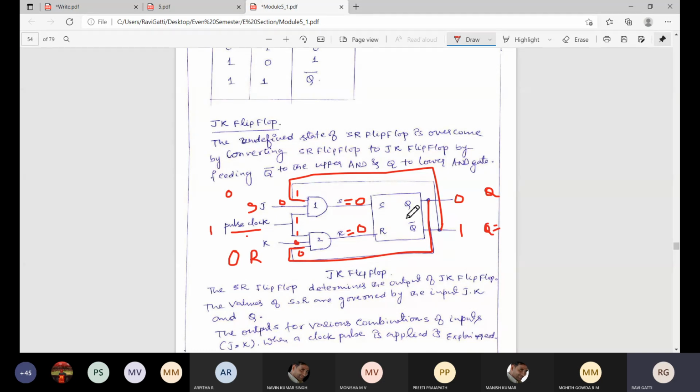Okay, so now when S is equal to 0 and R is equal to 0, what is the SR flip-flop output? Yes, Naveen, when S is equal to 0, R is equal to 0, what is the SR flip-flop output? Is anyone? Just now we have studied, right?